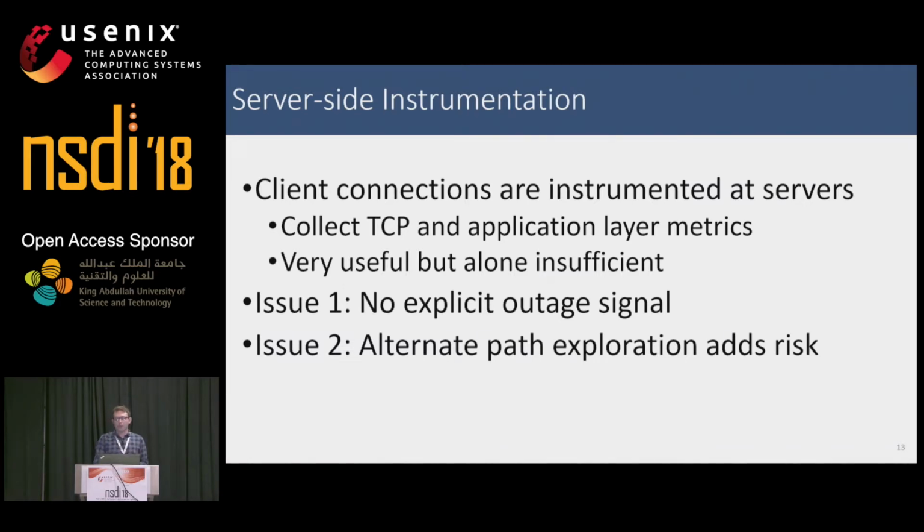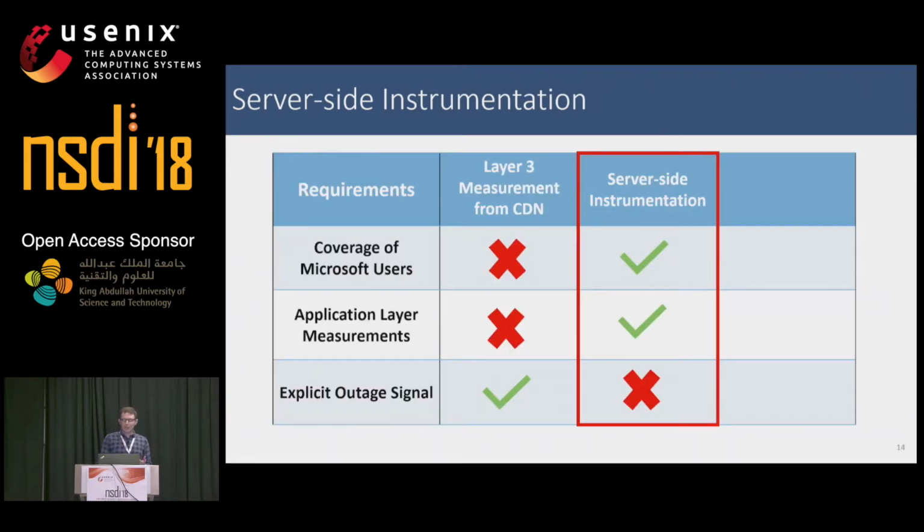The second issue is that server-side instrumentation only shows you the current state of your network, but not the possible state. So if you want to explore alternative paths, you need to traffic engineer some amount of your production traffic to do that. And so unlike a lot of other large tech companies, Microsoft primarily serves enterprise users. And so we felt that using production enterprise traffic for internet experimentation was an unnecessary risk. So server-side instrumentation also doesn't meet our needs.